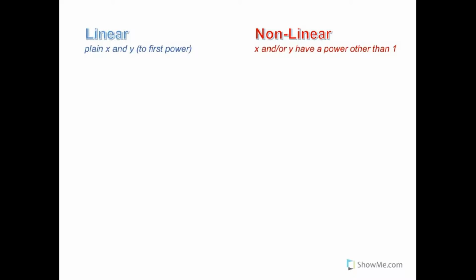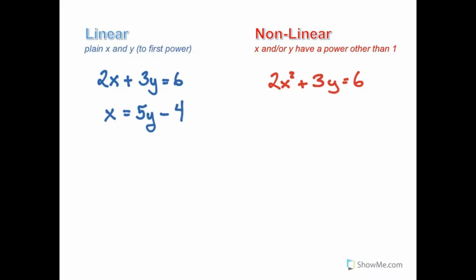Once we know we have a linear equation, we can put it in slope-intercept form and graph it. So let's see how we can distinguish between linear and nonlinear equations. 2x plus 3y equals 6 is a linear equation because x and y are to the first power. If I have 2x squared plus 3y equals 6, that's not linear because I have a square in the equation. x equals 5y minus 4 is a linear equation. Both x and y are to the first power.